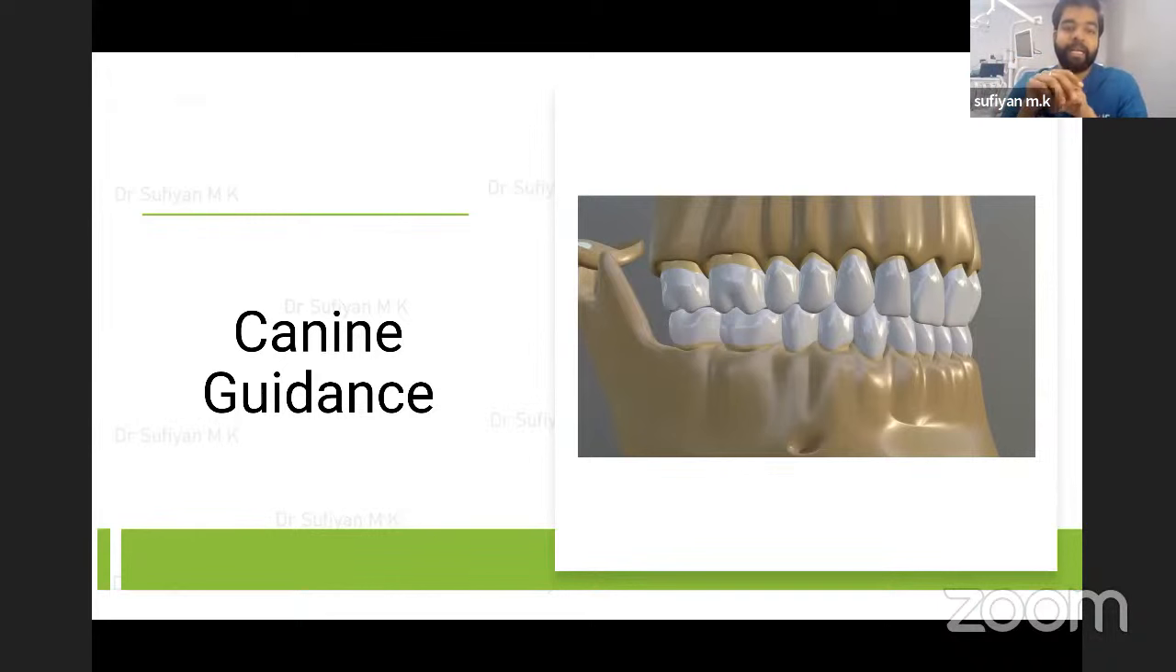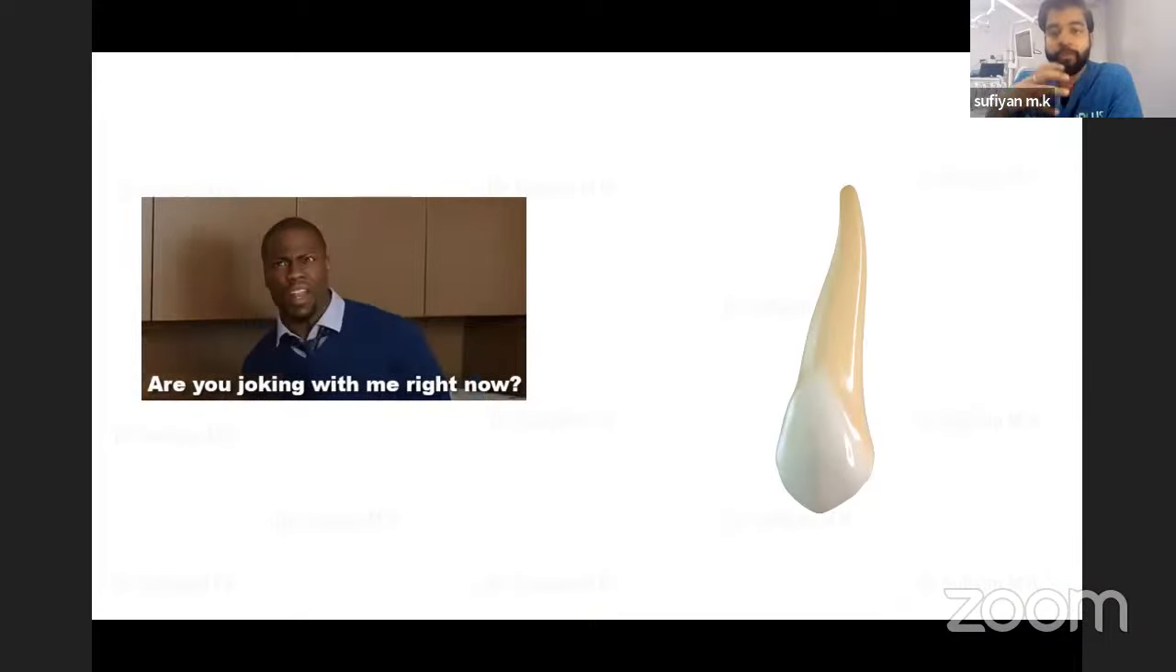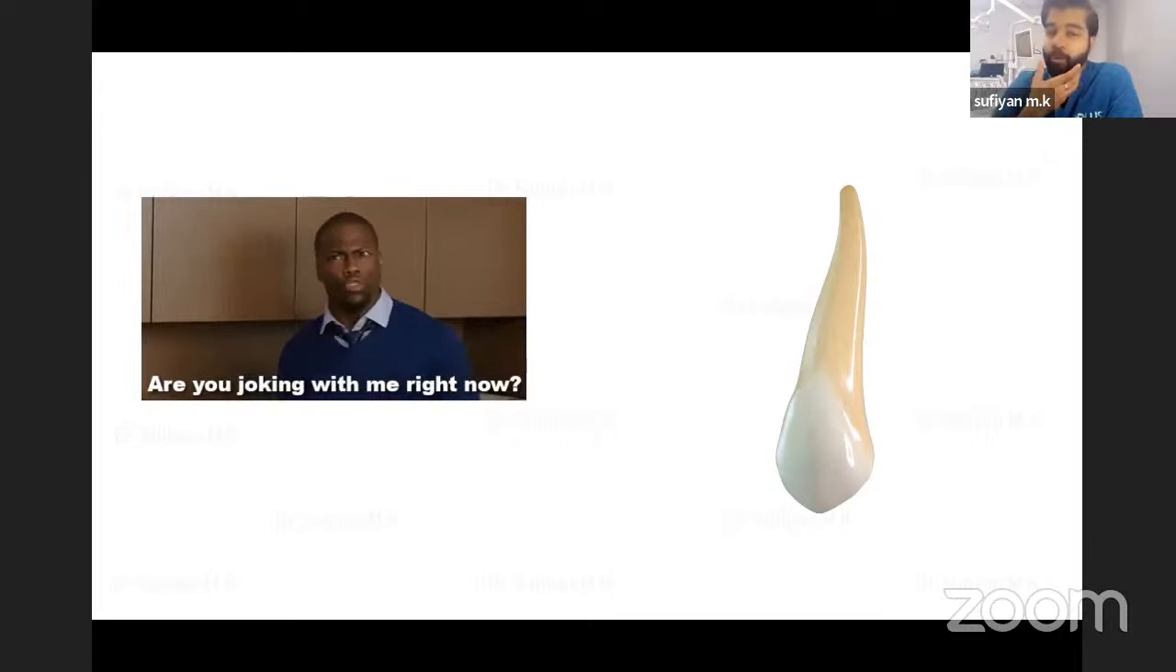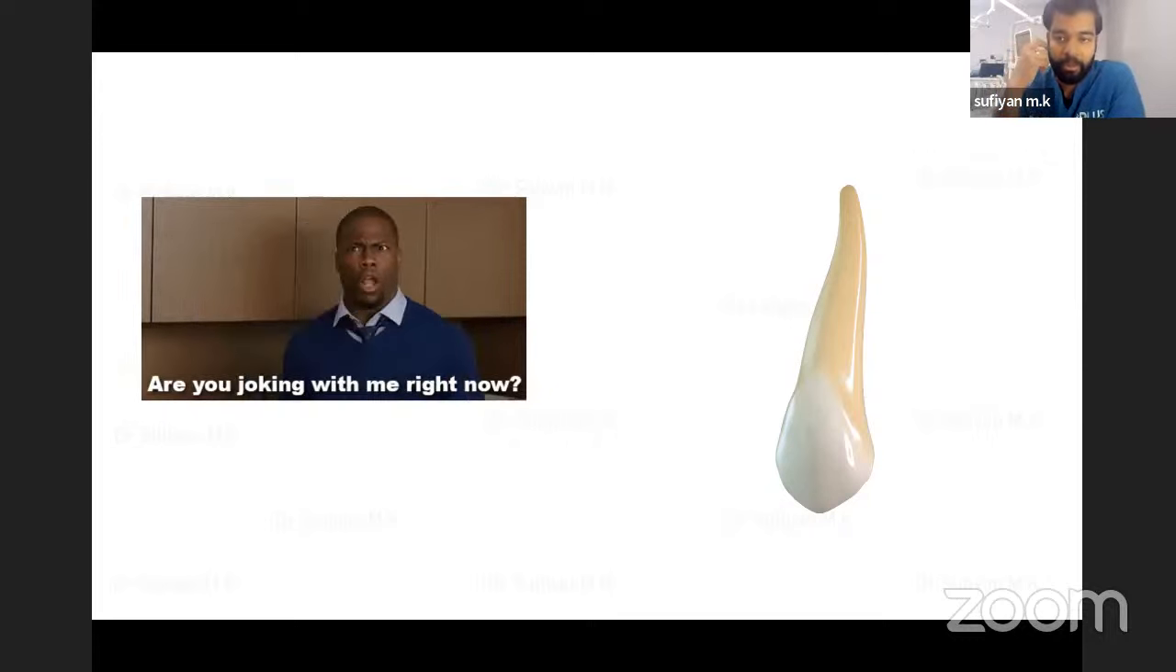So if you're rehabilitating a patient with a canine guidance, the maxillary and mandibular cusp of the canine should be touching, not all the teeth. There should be a gap in between all the posterior teeth. That is about the canine guided occlusion, right? So the canine is guiding the whole of the mandible. Only one tooth is guiding the whole of the mandible. You might be wondering how a single tooth is guiding the whole mandible, and why it is so important to get a canine guided occlusion.